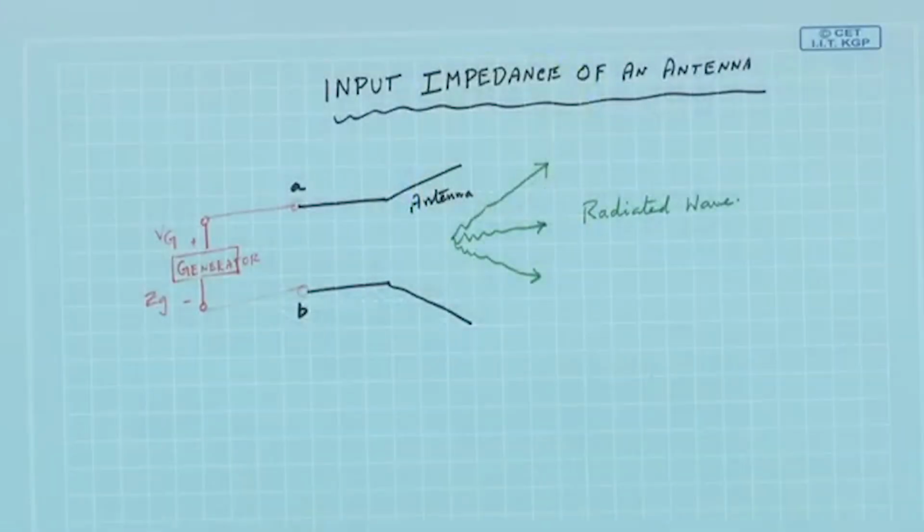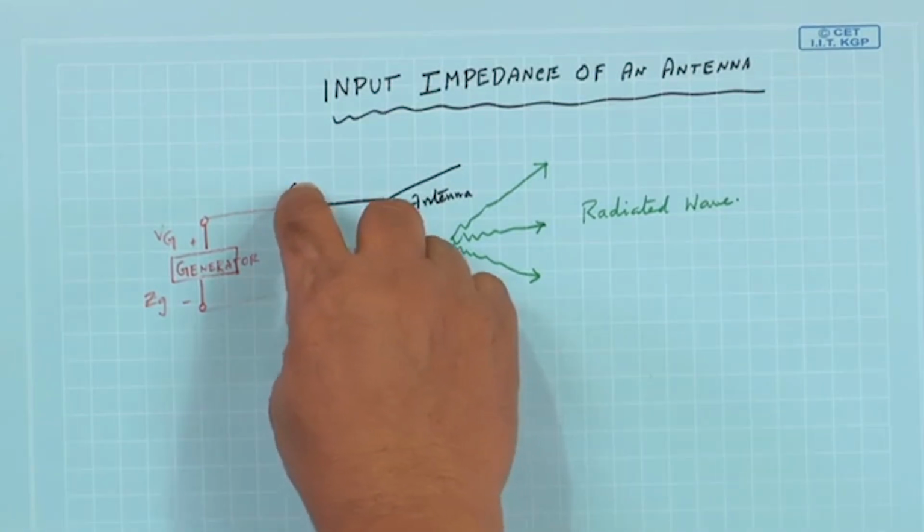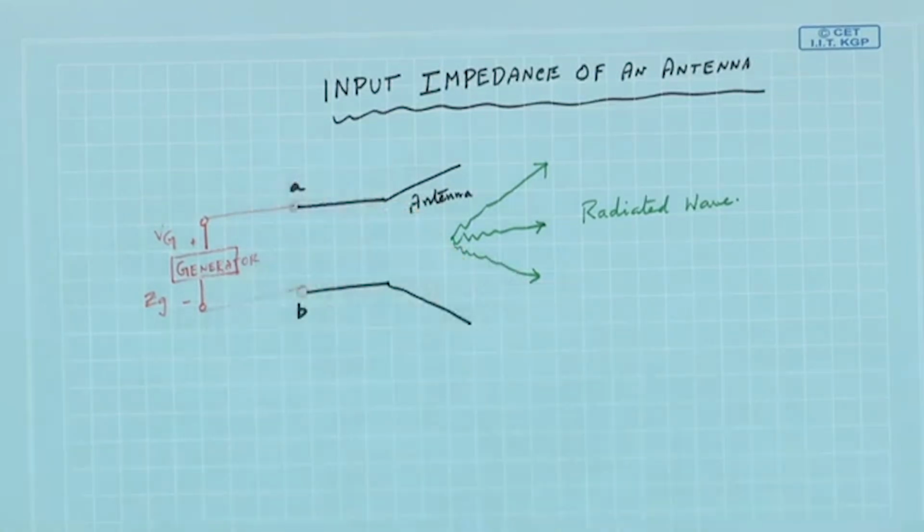Welcome to this lecture. In the last lecture, we have seen that sometimes it is very much necessary to find out the antenna's impedance. So, today we will discuss the impedance of the antenna. Now, input impedance of an antenna is defined as the impedance that is presented at the input terminals of an antenna.